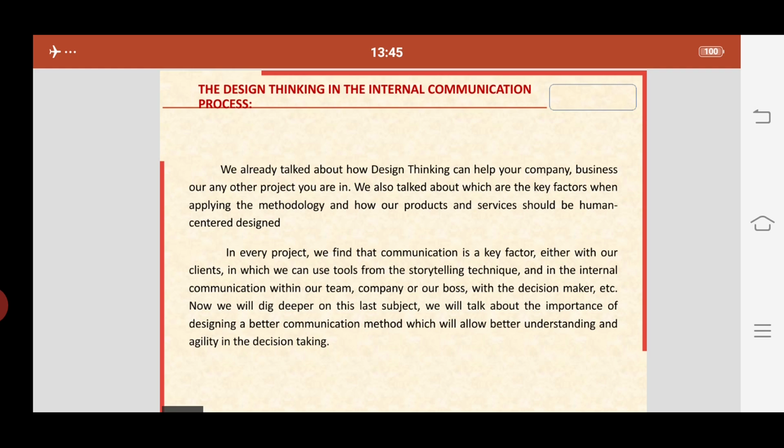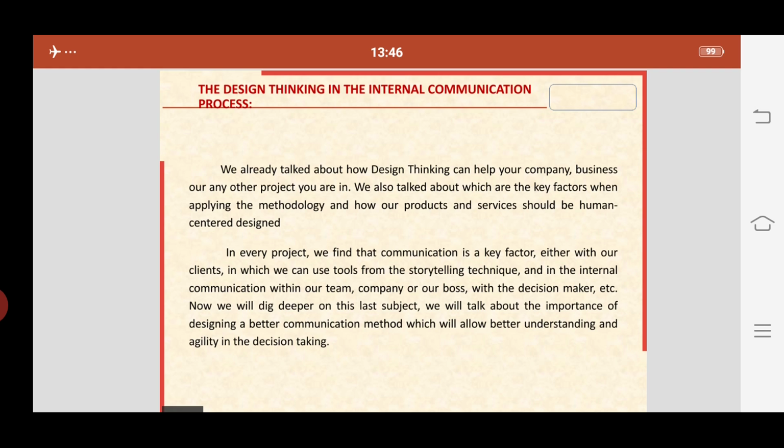In every project we find that communication is a key factor, either with our clients, for which we can use some tools and some components from the storytelling technique, or in the internal communication within our team, as well as with the company or our boss, the decision maker, etc.